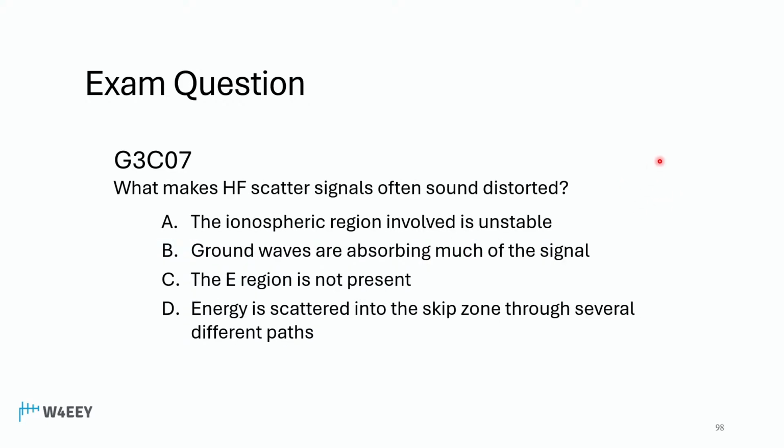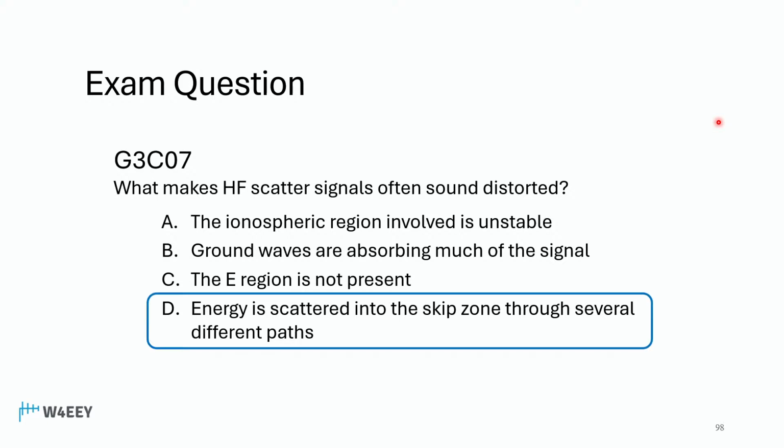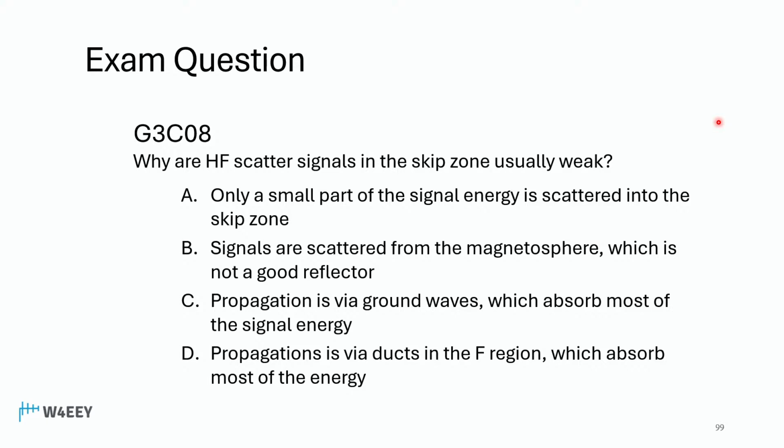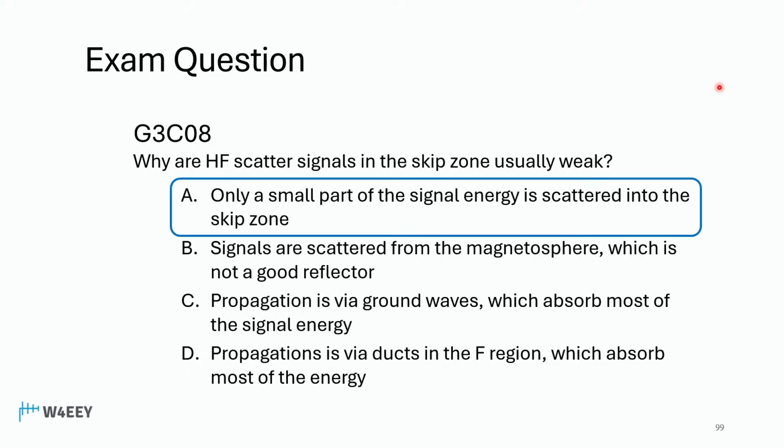What makes HF scatter signals often sound distorted? Delta. It is Delta. Energy is scattered into the skip zone through several different paths, kind of a multi-path distortion effect. Why are HF scatter signals in the skip zone usually weak? Alpha. Alpha, yep. Only a small part of the signal energy is scattered into the skip zone.